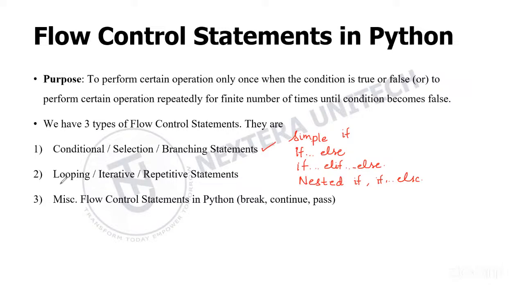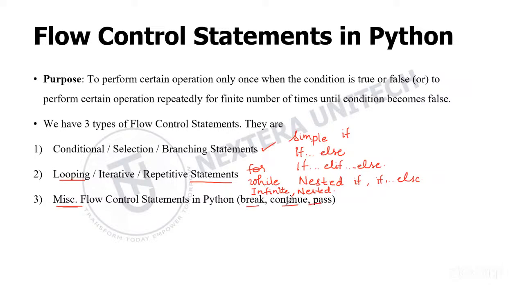And then we got to learn about the loop or the looping statements. In this, we've learned about the for loop, and then we've also completed the while loop, and also learned about the infinite loop using the while loop, and also the nested loops. Next, we were going to learn about the miscellaneous flow control statements in Python, that is break, continue, and pass.